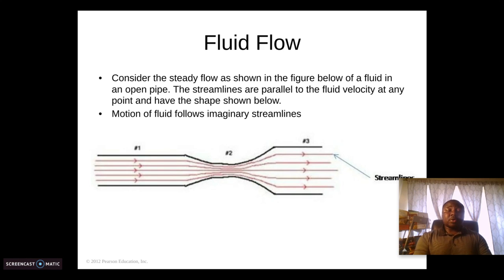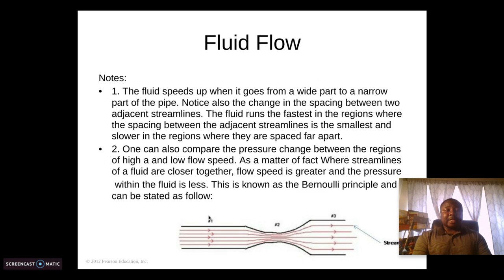Now, when we consider this case, there are a lot of things we can get from this diagram. The first thing we have to understand is that the fluid speeds up when it goes from a wide path to a narrow path. So if a fluid is moving from region 1 to region 2, you see region 1 is wider than region 2, and therefore when the fluid gets to region 2, it speeds up because it's moving from a wider region to a less wide region.